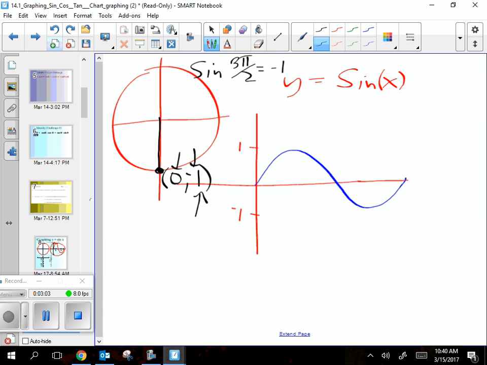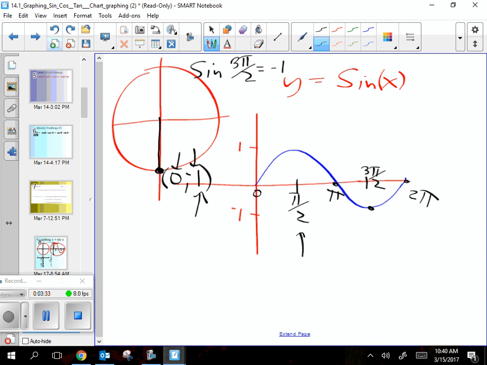Now I want you to look at this graph. Do you see where it hits -1? Do you get that this must be 3 pi over 2 then? This spot right here and this spot right here, this is 2 pi. This is 0, of course. This is halfway, so it's pi. And this is halfway to pi, so that's pi over 2. Those are the 4 major spots that you have to label.